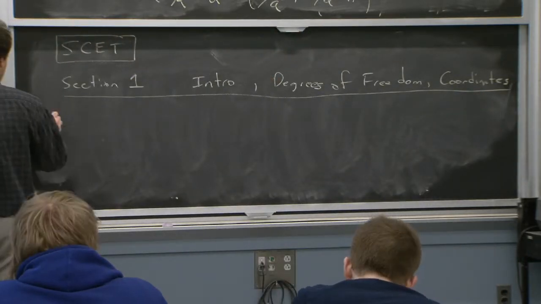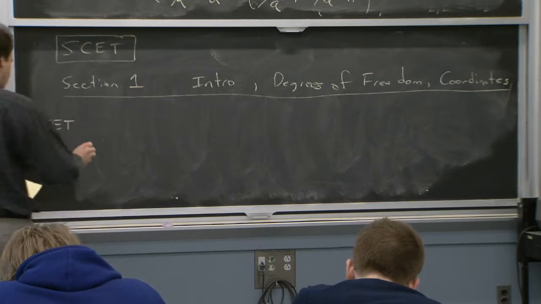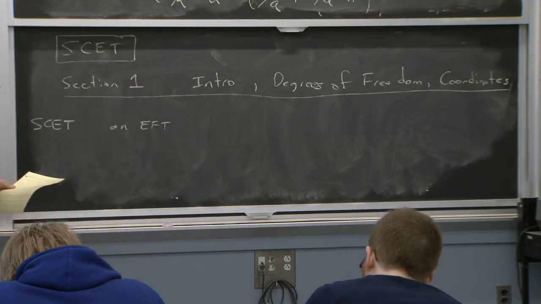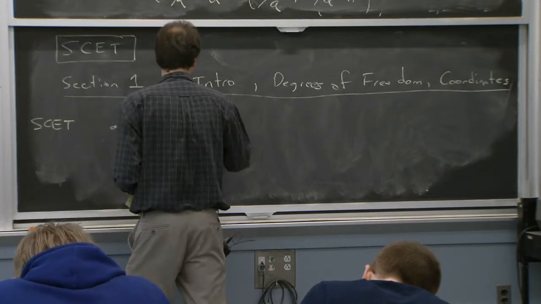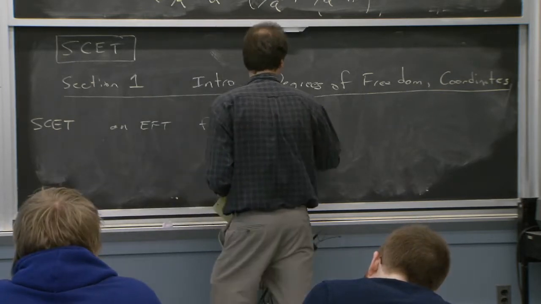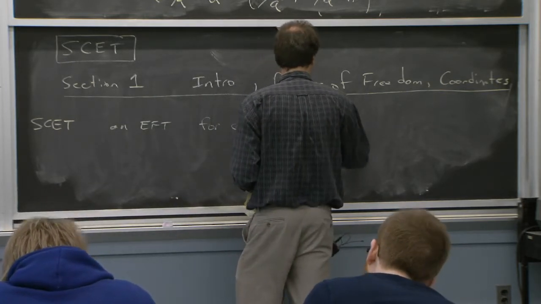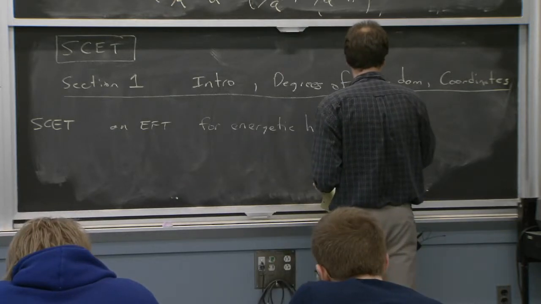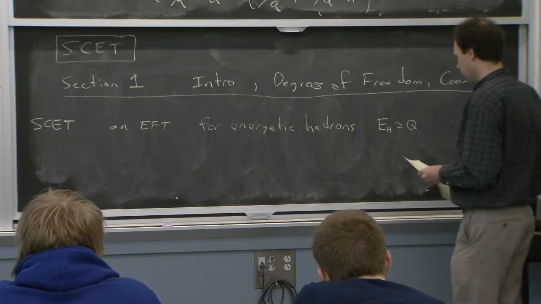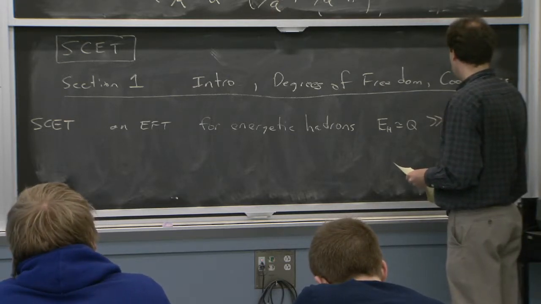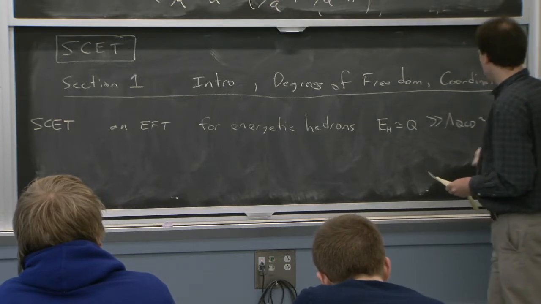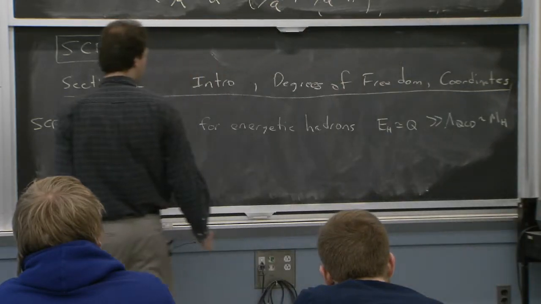So what is SCET? It's an effective field theory that you can use for multiple things. One is for energetic hadrons. So the energy of the hadron should be something that's a large scale, which I'll call Q, conventional notation. And by energetic, it means much more energetic than the mass of the hadrons, which is of order lambda QCD.